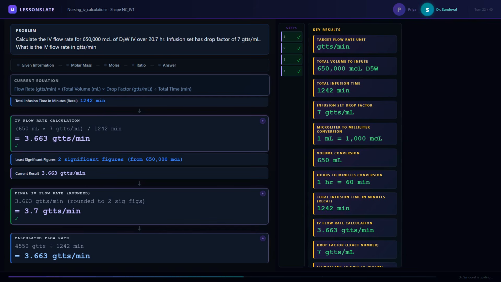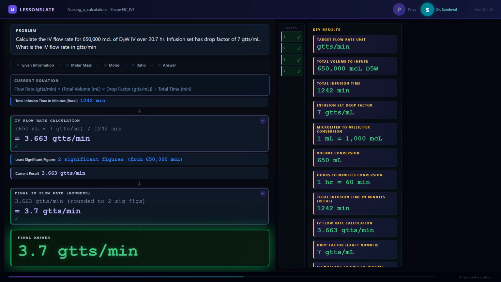To summarize, we started by converting the total volume from microliters to milliliters, then converted the total time from hours to minutes, and finally used the IV flow rate formula with the given drop factor to arrive at 3.7 drops per minute.